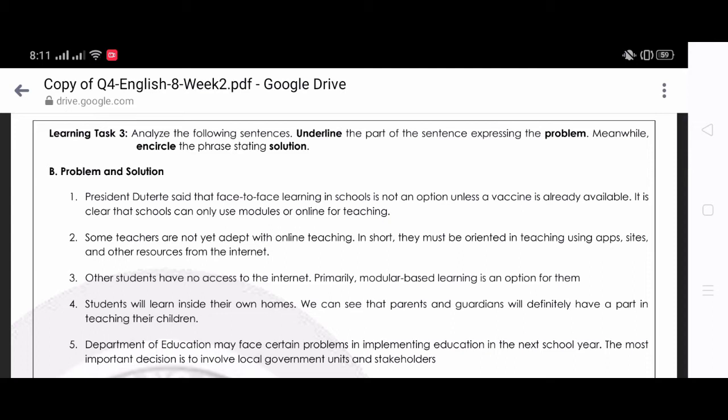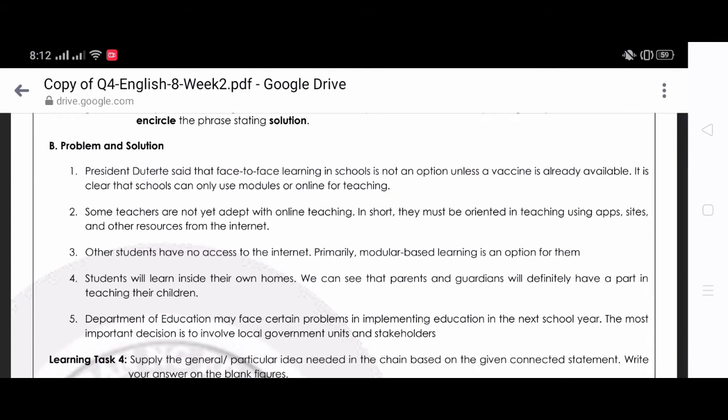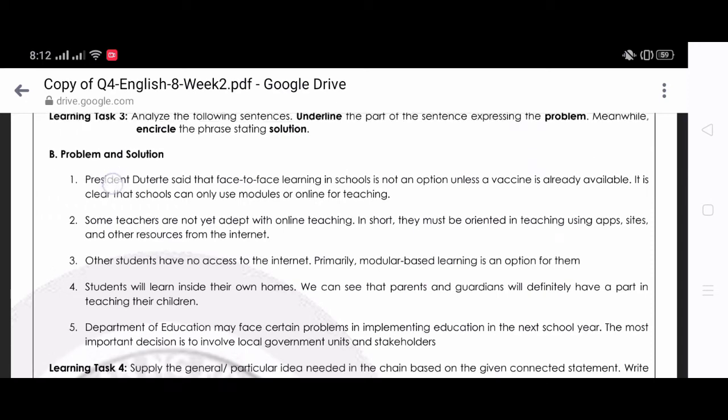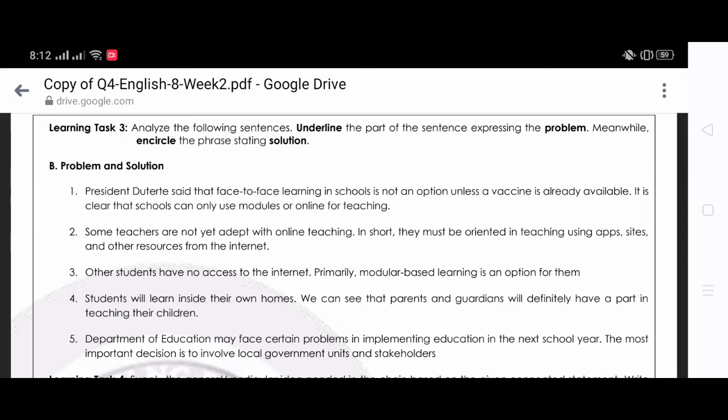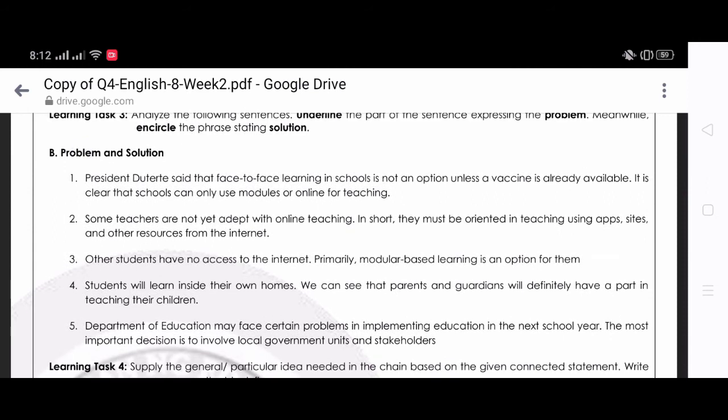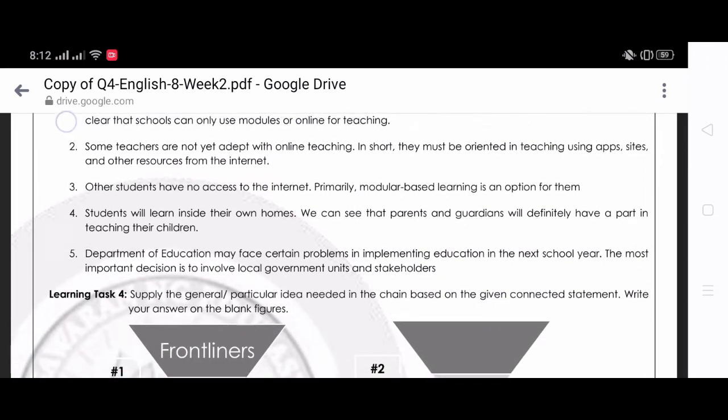Okay? So, sa number 1, example. President Duterte said that face-to-face learning in schools is not an option unless a vaccine is already available. It is clear that schools can only use modules or online for teaching. So, anong problema dito? Ang problema dito ay yung first sentence. Okay? So, yun ang inyong i-underlinean at ang bibilugan nyo ay ang pangalawang sentence. Okay? Kasi, ang problema ay yung hindi makakapag face-to-face ang mga bata sa paaralan. At ang nakitang solusyon ay yung pag-module or online learning. Okay? So, I leave the remaining task for you.